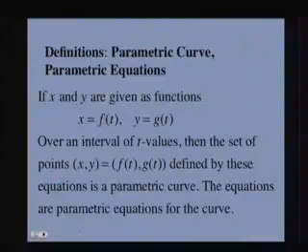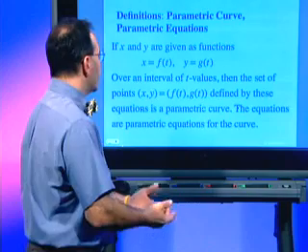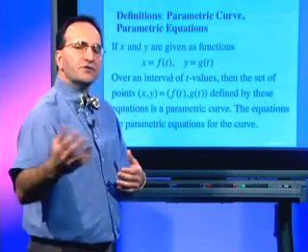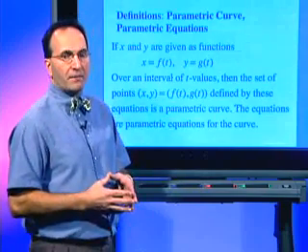Parametric curves and parametric equations. If x and y are given as functions, x equals f of t and y equals g of t, over an interval of t values, then the set of points x comma y equal to f of t comma g of t, defined by these equations, is a parametric curve. The equations are parametric equations of the curve. Let's try an example of using parametric equations.